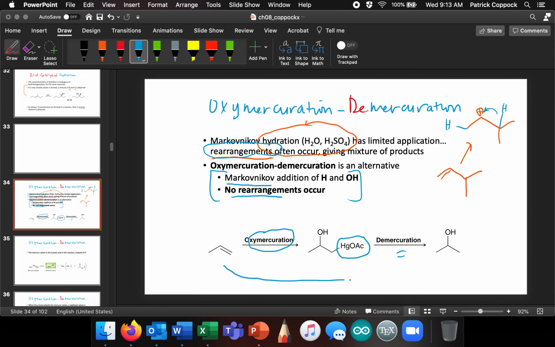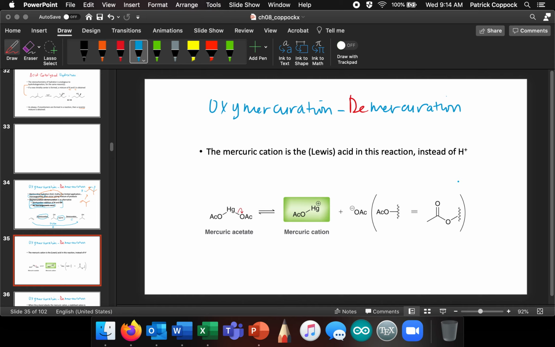We can go here to here with sulfuric acid and heat, right? So that's the fastest way, that's the best way to do it, the cleanest and simplest way. However, if you're trying to avoid rearrangements, then you've got this alternative called oxymercuration-demercuration. Okay? So the mercuric cation is the Lewis acid in this reaction instead of the proton, right?